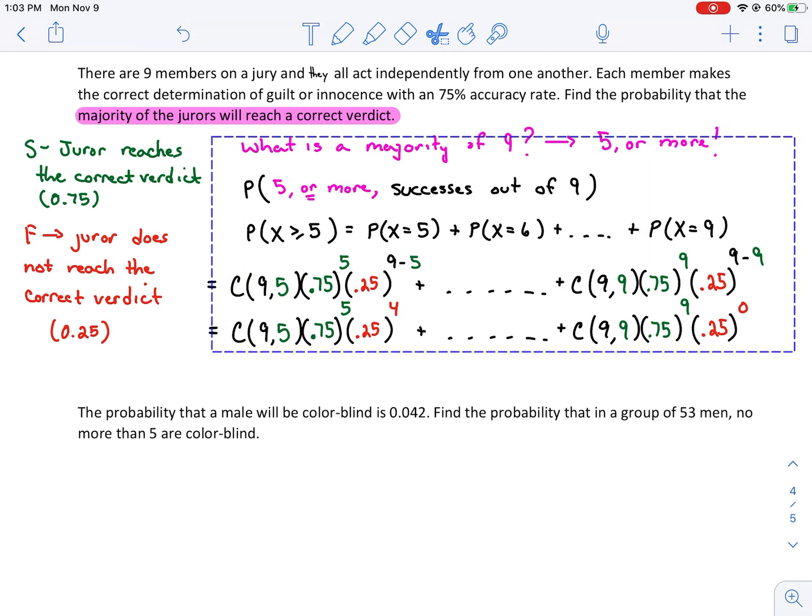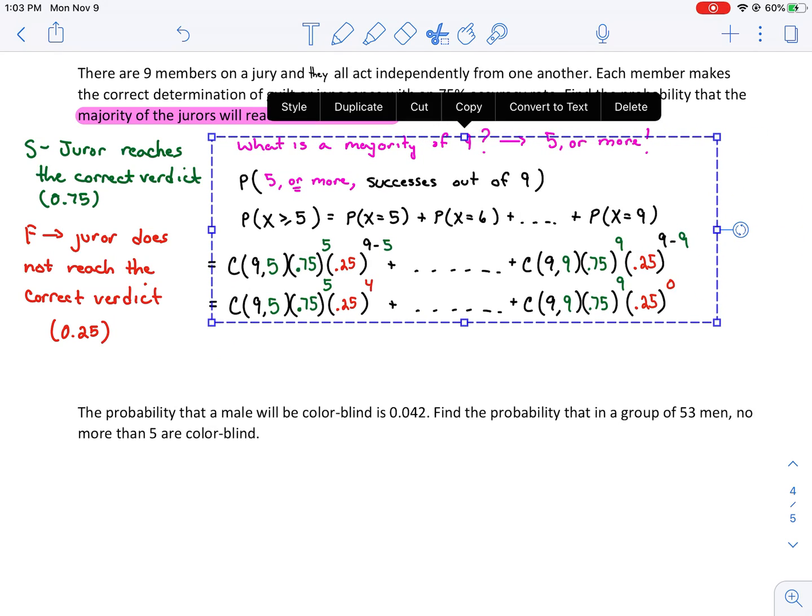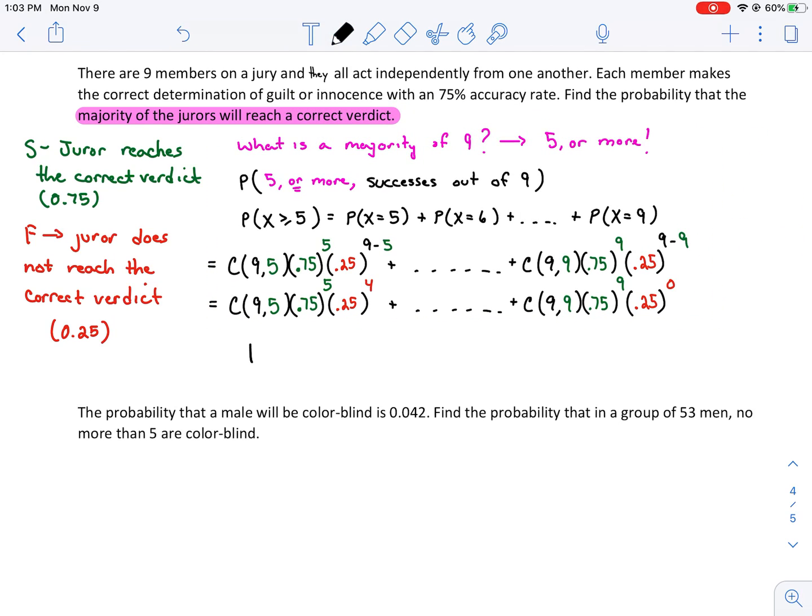Give myself just a little more space. I'm going to shrink this up a bit. So the probability that the majority of jurors get the verdict correct is approximately 0.9511. And we are done.